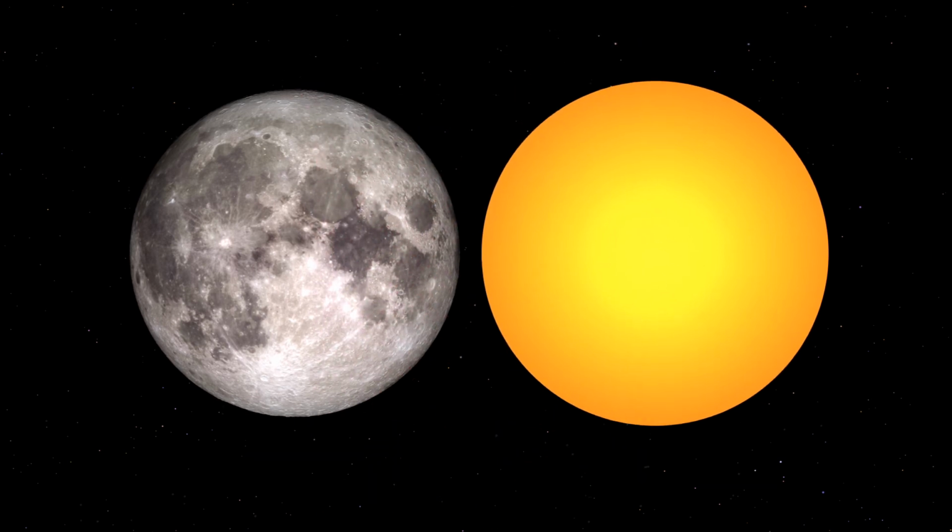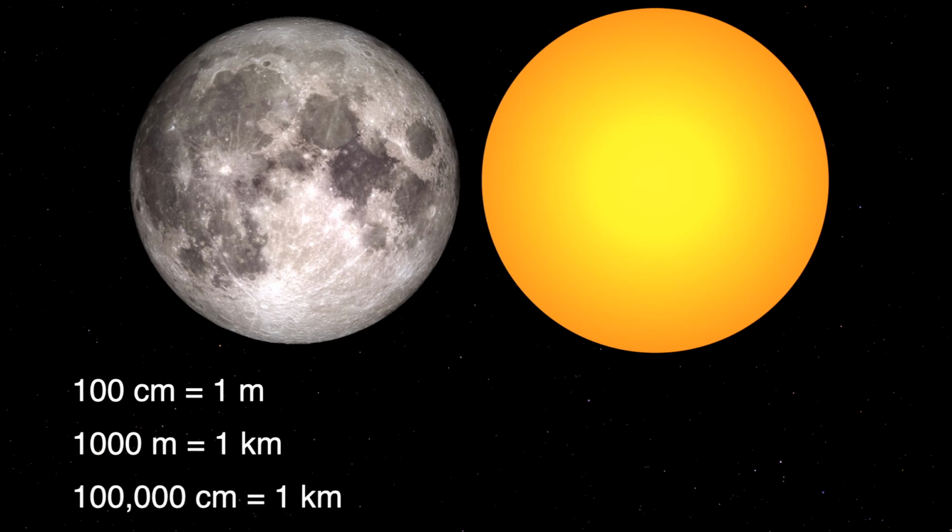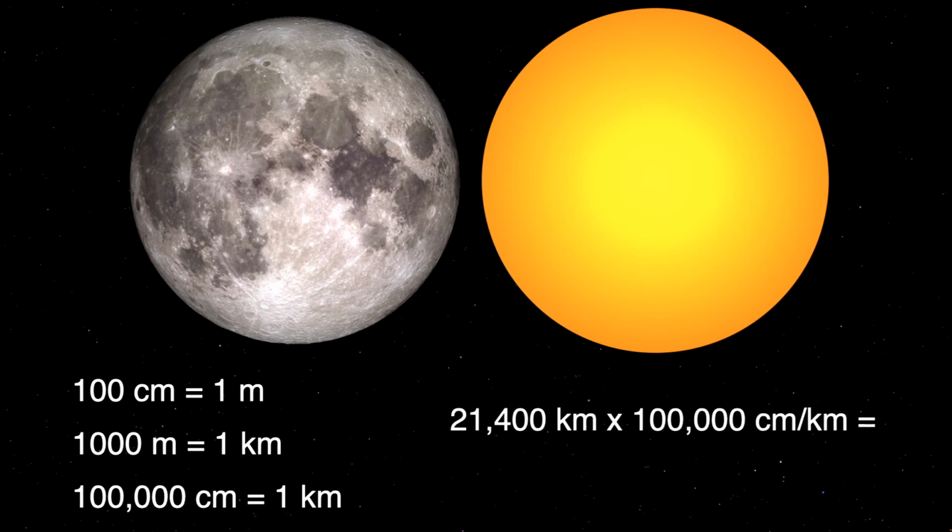Okay, don't panic. A little simple arithmetic can solve this problem. First, we'll convert kilometers into centimeters, since we need to be using the same units throughout. There are 100 centimeters per meter and 1,000 meters per kilometer. So there are 100,000 centimeters in 1 kilometer. We need to multiply our 21,400 kilometers by 100,000 to convert to centimeters. That gives us 2,140,000,000 centimeters as the distance the moon must move away from the Earth.